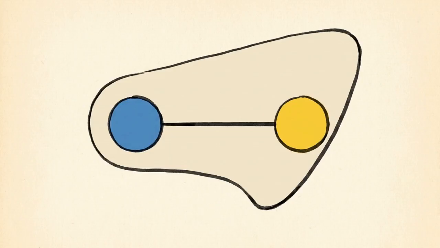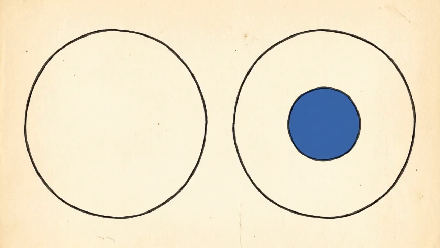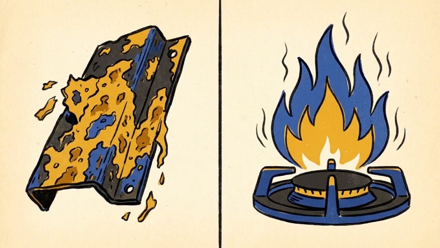Up to now, we've only seen electrons being pulled slightly to one side. Next time, we'll look at what happens when they are permanently stolen, and why rust on a gate and fire in a stove are exactly the same reaction.